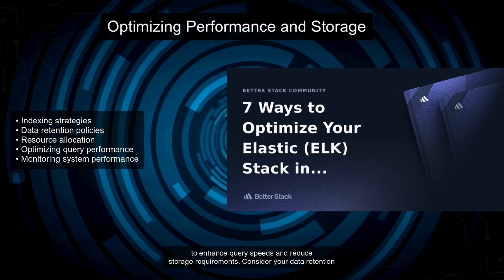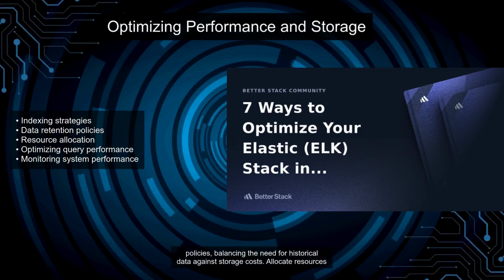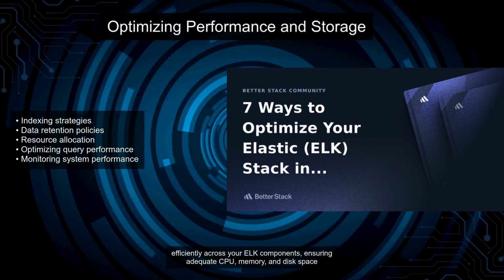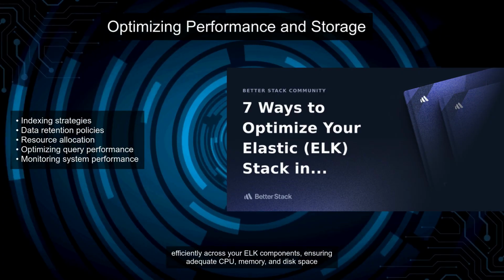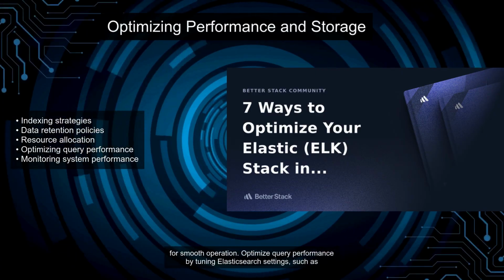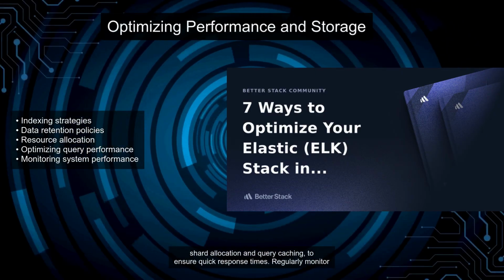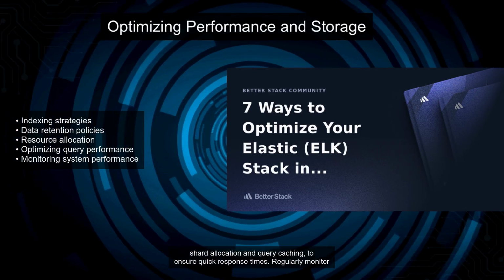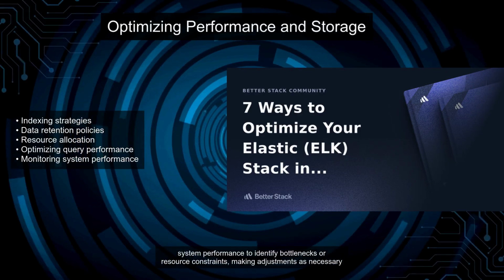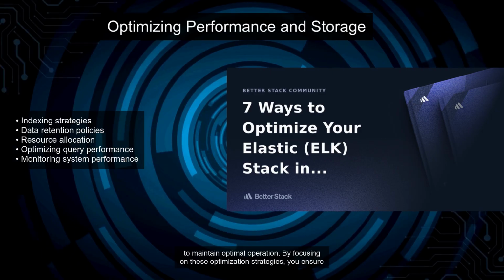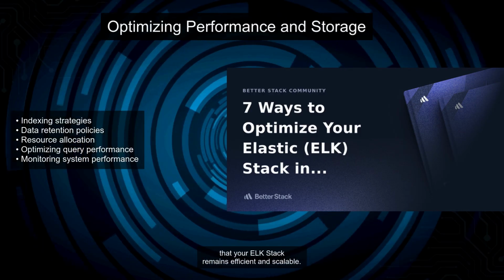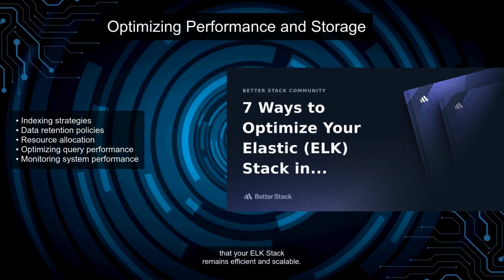Consider your data retention policies, balancing the need for historical data against storage costs. Allocate resources efficiently across your ELK components, ensuring adequate CPU, memory, and disk space for smooth operation. Optimize query performance by tuning Elasticsearch settings, such as shard allocation and query caching, to ensure quick response times. Regularly monitor system performance to identify bottlenecks or resource constraints, making adjustments as necessary to maintain optimal operation. By focusing on these optimization strategies, you ensure that your ELK stack remains efficient and scalable.